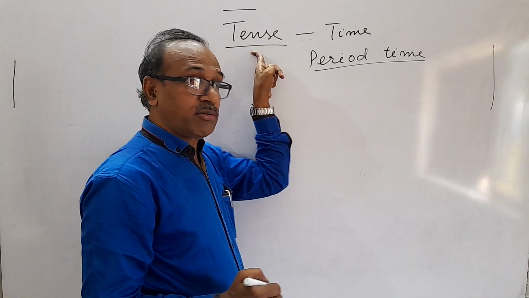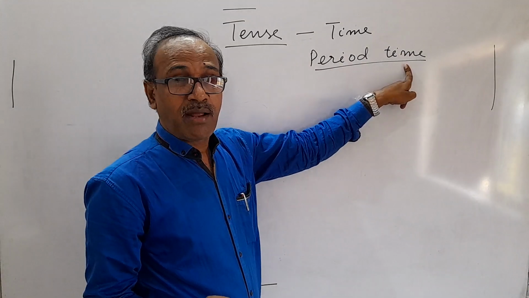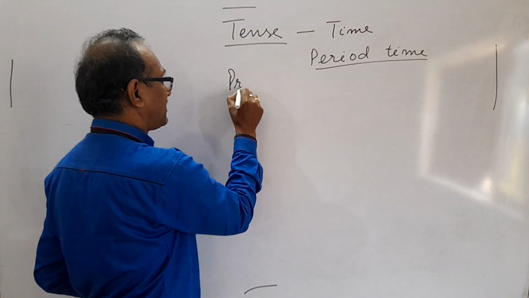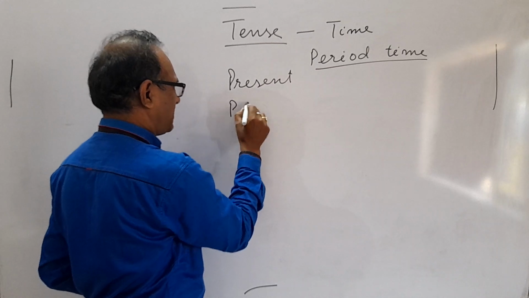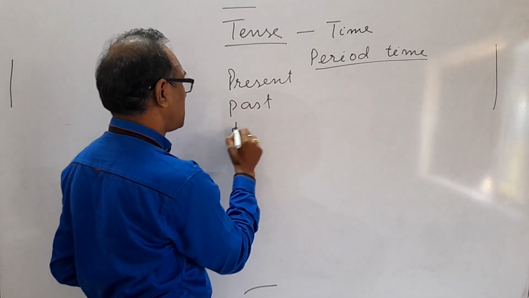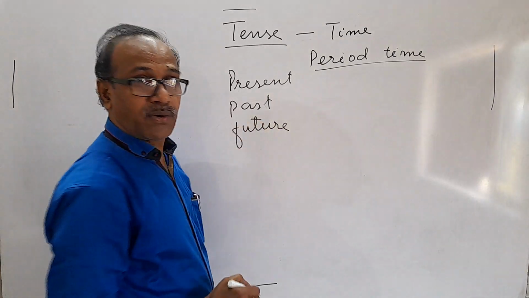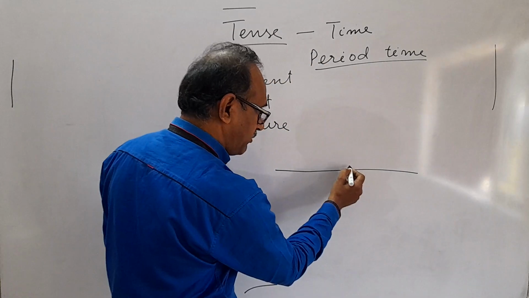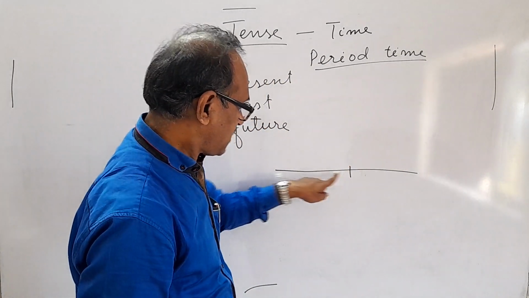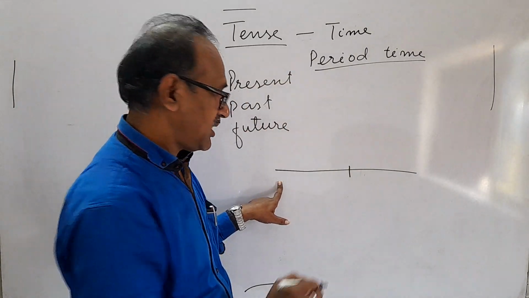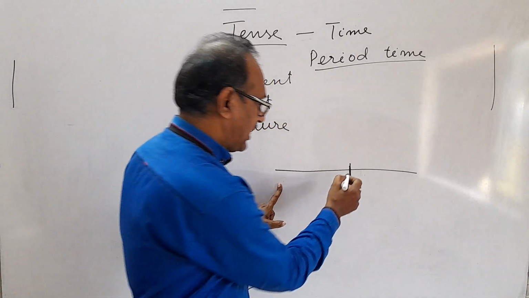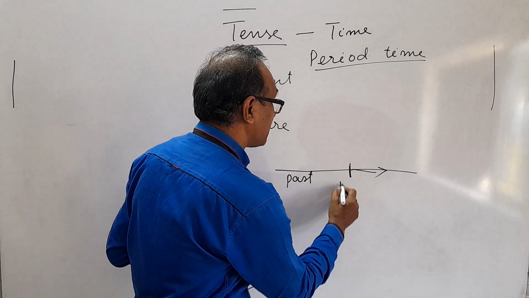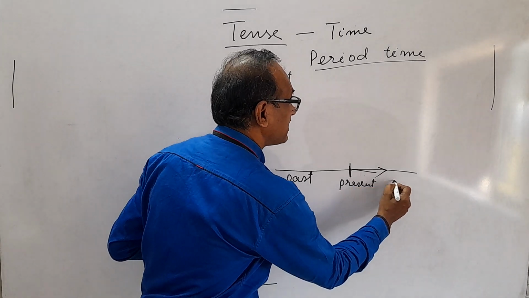And according to tense, the period of time has been divided into three. That is, one is present, another is past, another is future. Okay, so present, past and future. If we draw a line and we are here, this is the time that has already passed, this is the time where we are, and this is the future. Okay, so this is past, this is present, and this is future.